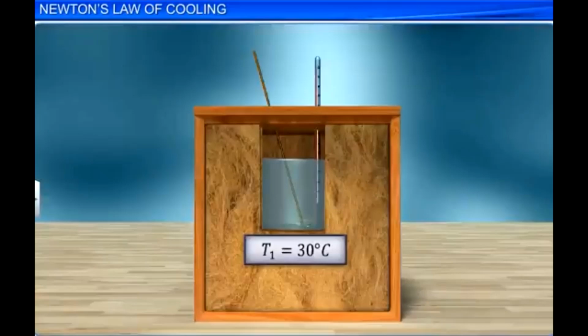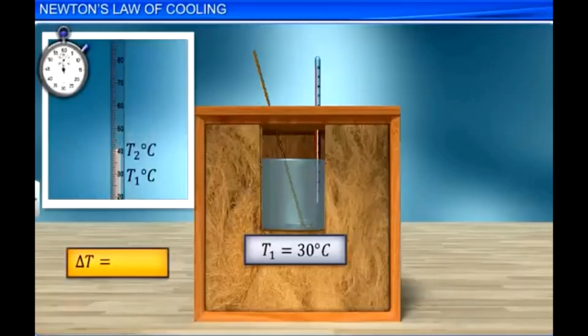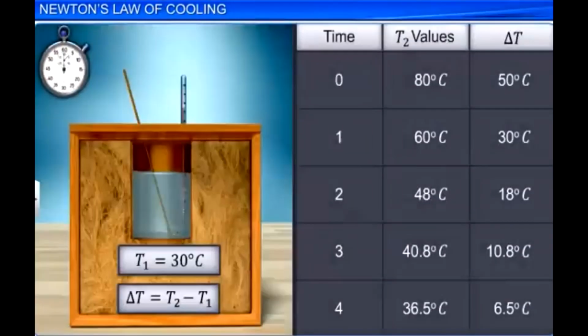Start a stop clock and note the temperature T2 of the water at regular intervals, say after every minute. The difference in temperature between the water and its surroundings is expressed as delta T, which is equal to T2 minus T1. Delta T can be computed for each value of T2.